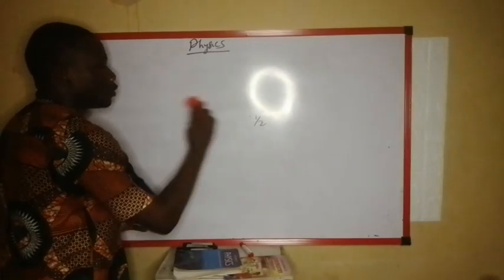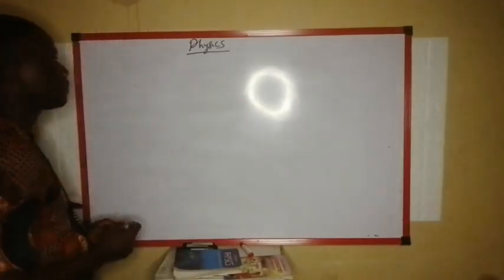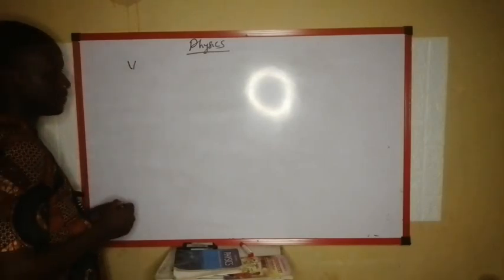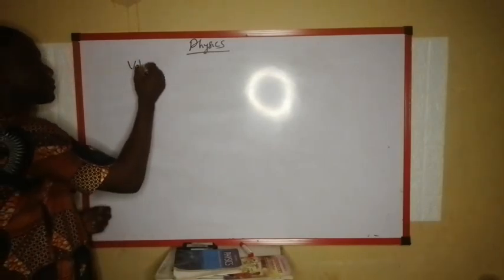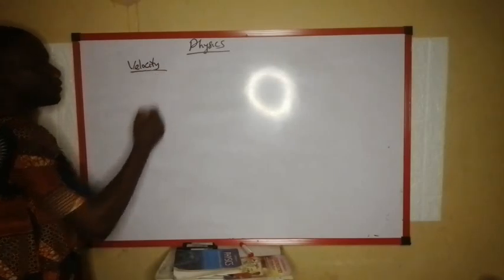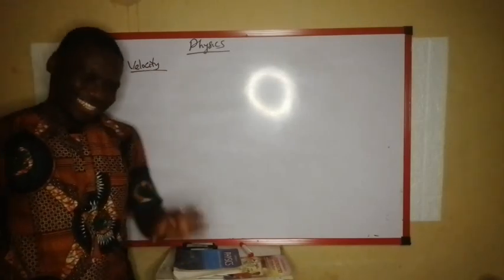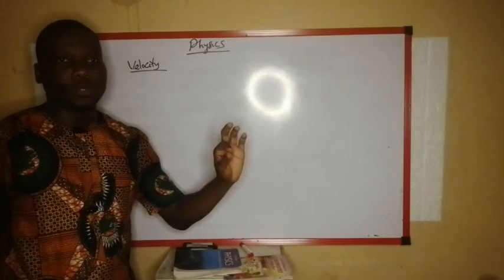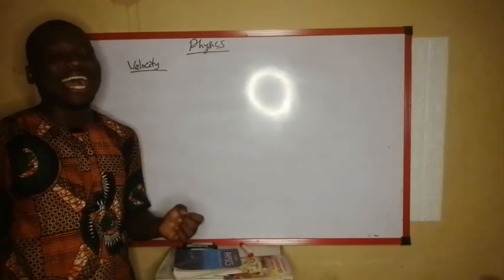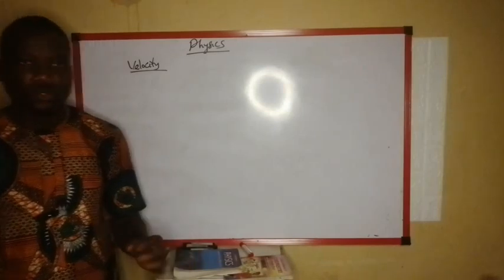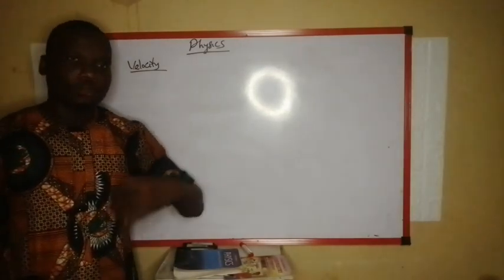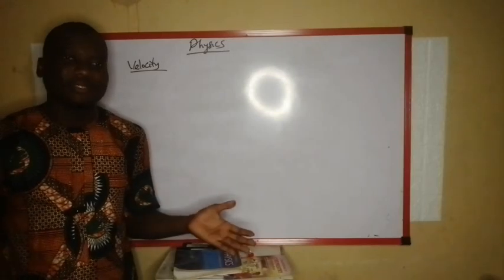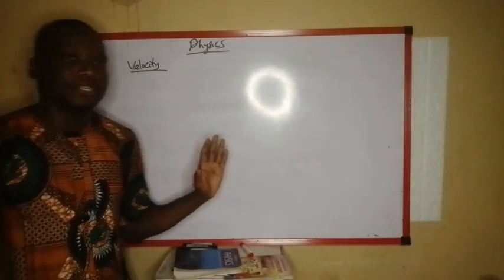So today we're going to talk about something very important, where we're going to analyze velocity. So we start with velocity. Is it a vector or a scalar quantity? Take note, velocity is a vector quantity, and a vector quantity has magnitude and direction. What does it mean to have magnitude? Magnitude has to do with size. That means velocity can be quantified. So that is the first thing.